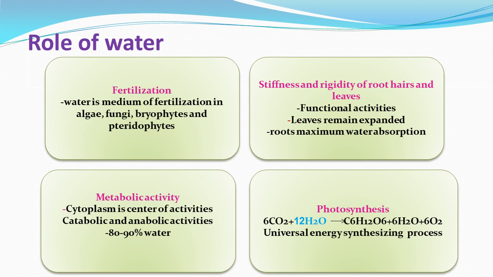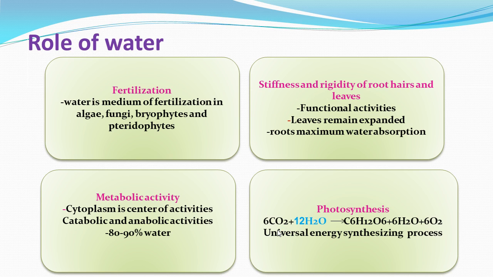Now, one of the important processes of life, on which the whole life depends, is the one universal energy synthesizing process, and that is photosynthesis. And photosynthesis requires water as a major component. We know the equation of photosynthesis: 6CO2 plus 12H2O leads to the production of C6H12O6 plus water molecules and oxygen evolution. At the same time, water acts as a substrate for the synthesis of the glucose molecule. So again, in the process of photosynthesis, water is very important.